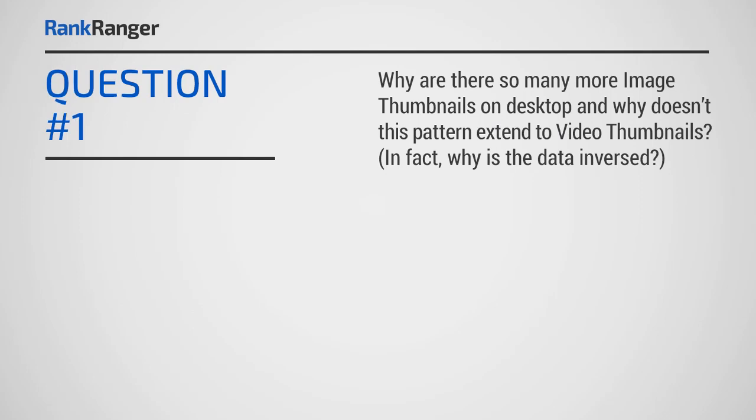This is our first question right here, right? Why is it that there are so many more image thumbnails on mobile than on desktop? And then all of a sudden, when it comes to video thumbnails, which are so different from image thumbnails, the pattern becomes inverse, right? On desktop, there are way more video thumbnails than there are on mobile, versus mobile where there are way more image thumbnails. Why the inverse? Are video thumbnails really that drastically different from image thumbnails that you would have a whole different SERP trend?